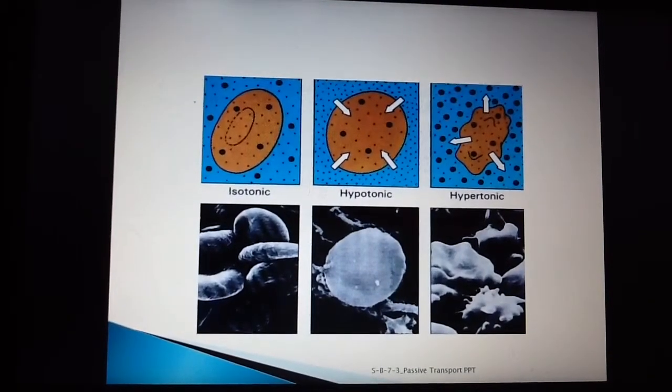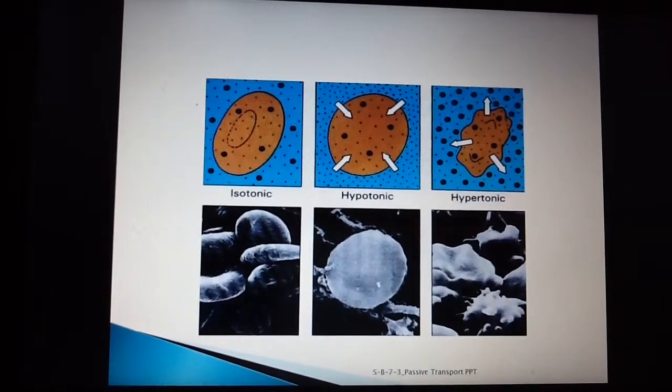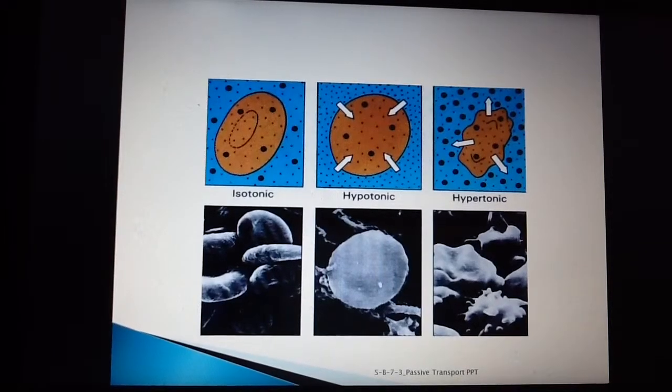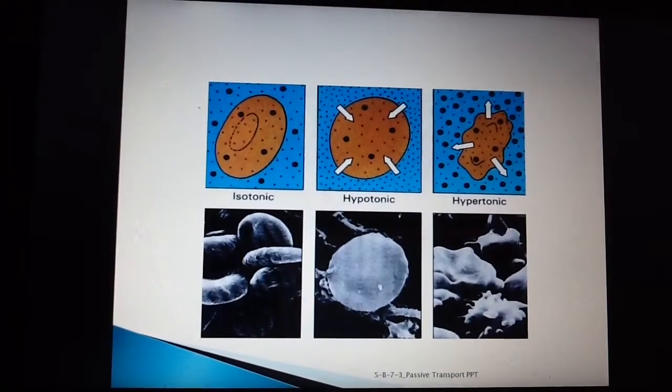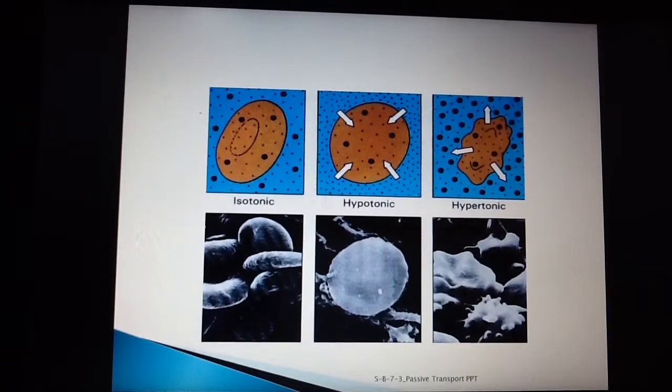Really, really big. All of the solute molecules are coming in at a rapid pace. It's just getting bigger and bigger, it's swelling up. Hypo, like hippo: huge, humongous, enormous. It's swelling, it's bursting.